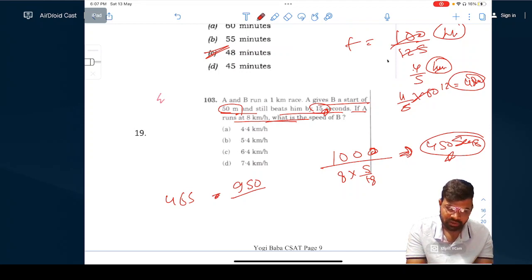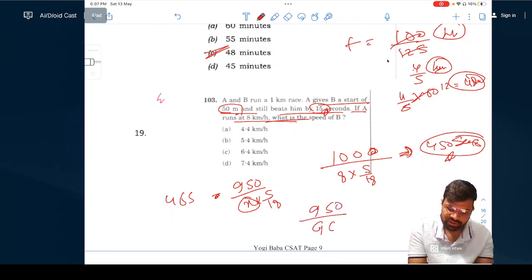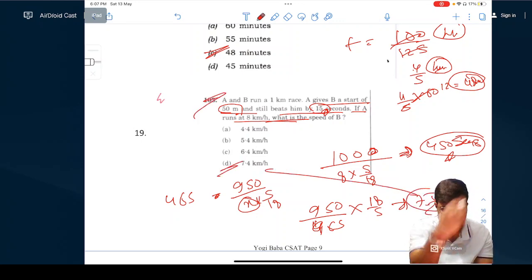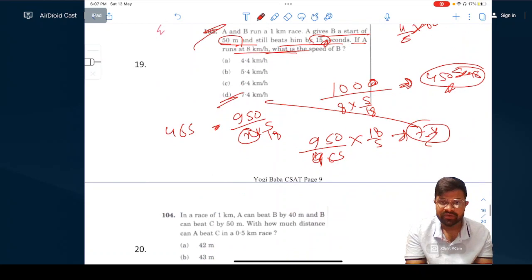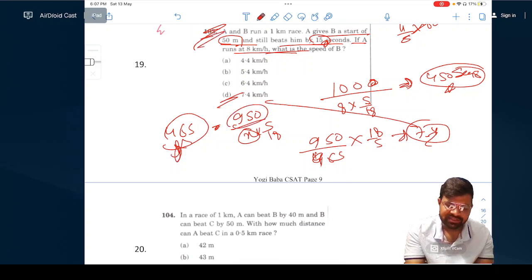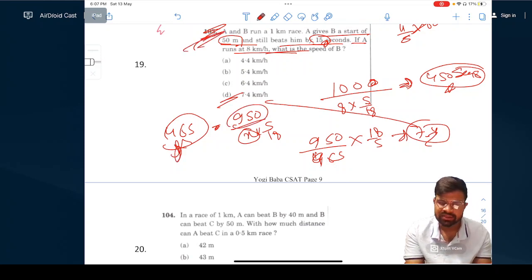950 upon x is equal to the speed, x into 5 by 18. So when you do this calculation, it will be 950 upon 465 into 18 by 5. This is 7.4. You can check that 7.4 will be the answer, but this is the way it should be done. It is taking 15 seconds extra and 50 meters less. This should be your conceptual clarity from this question.